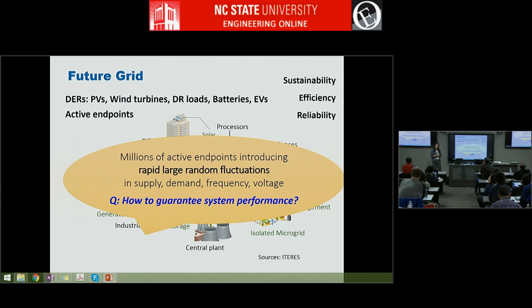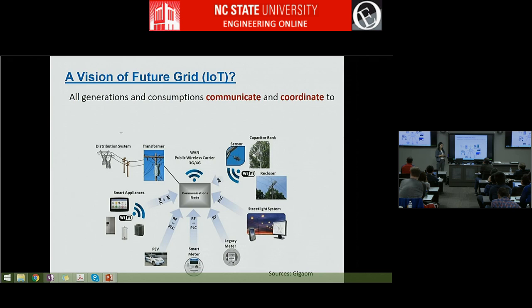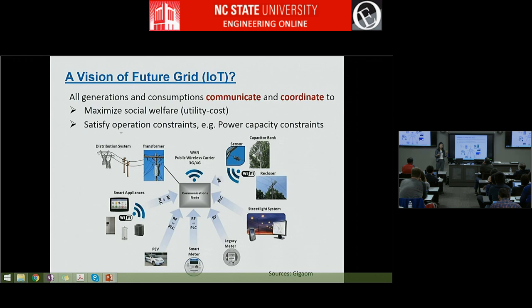performance. So one solution: people have also heard of the Internet of Things. We can make use of the Internet of Things, making everything connected through the communication network, so different devices can talk to each other, and we have different communication protocols at different layers. With the Internet of Things, people are trying to say we can coordinate all the generation and all the consumption together to communicate and coordinate toward some objective, for example, try to maximize the social welfare or try to maximize the profit.